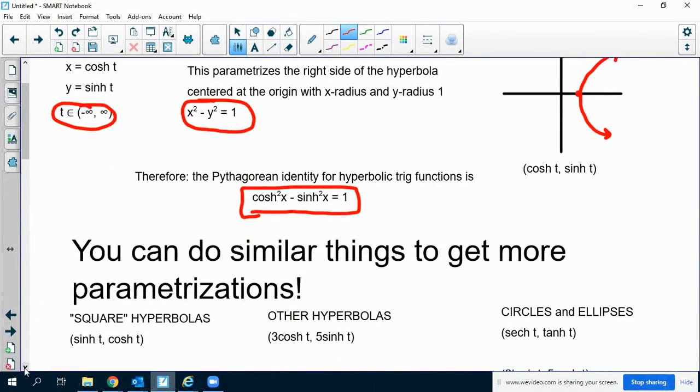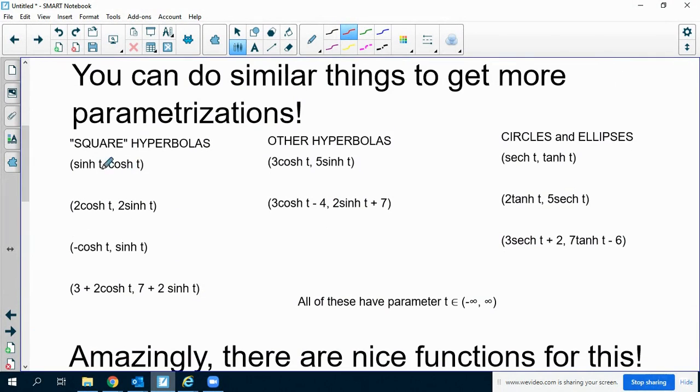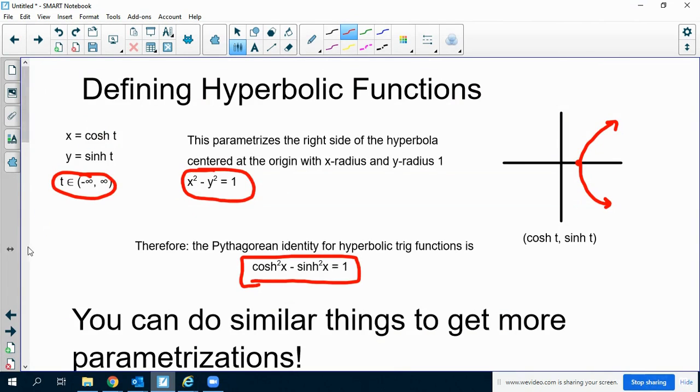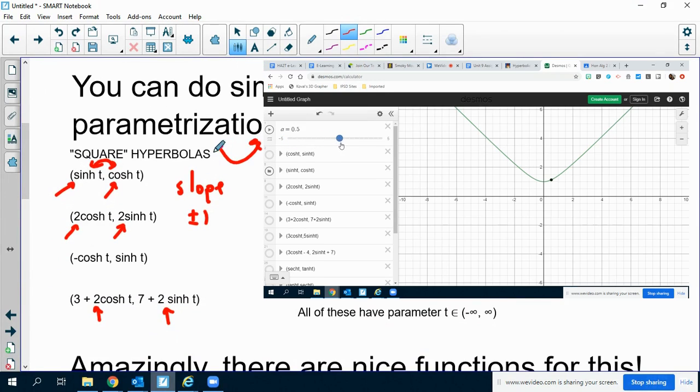Now, you can do similar things to get more parameterizations, and I'll show these on the screen as I'm talking about them. But square hyperbolas, so a square hyperbola just means that the box that makes these things is a square. So notice that the 1 and 2 are kind of the same. So that means that my function is going to have slope plus or minus 1 for the asymptotes. But as you can see, I'm putting all of these on the side of the screen. So the hyperbolic sine and cosine being switched from the original. So the original was up here. Switching them, basically all that does is it means that I get the top part of a hyperbola.